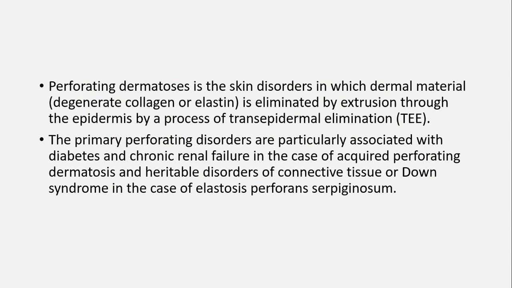The primary perforating disorders are particularly associated with diabetes and chronic renal failure. In the case of acquired perforating dermatosis and heritable disorders of connective tissues, or Down syndrome in the case of elastosis perforans serpiginosa. So the associations are mainly diabetes, chronic renal failure, and inherited connective tissue diseases like pseudoxanthoma elasticum, Ehlers-Danlos syndrome, and Down syndrome.